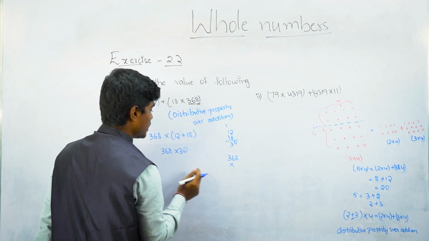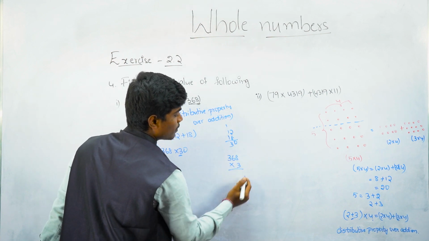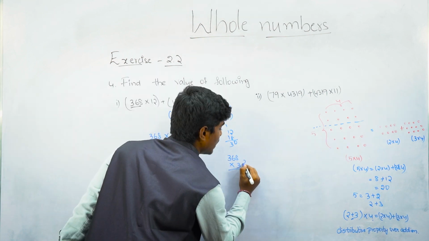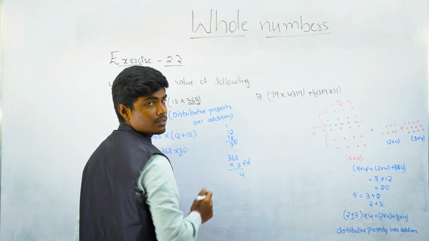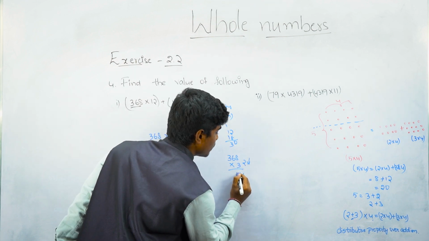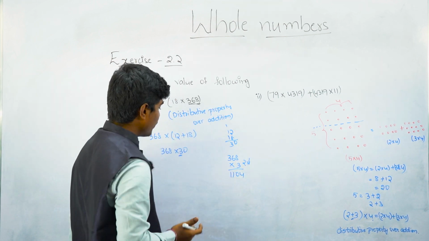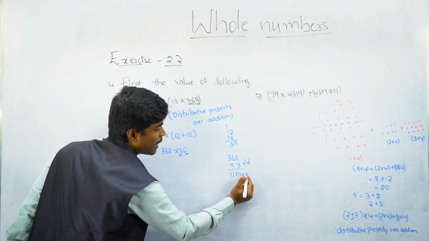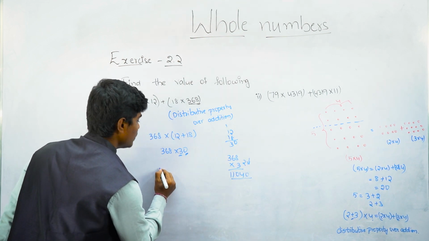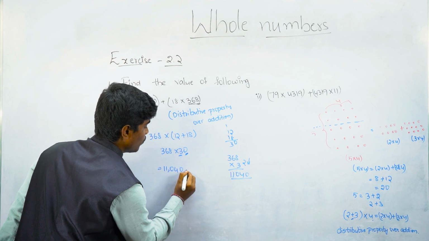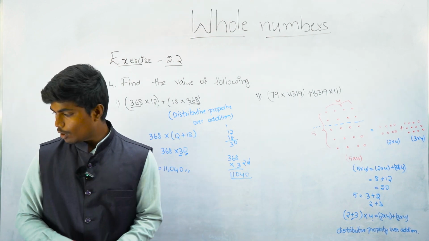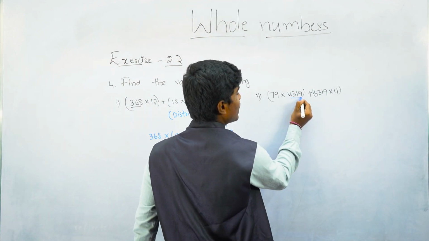368 into, let's multiply with 3. 3 8s are 24. 3 6s are 18, 19, 20. Here we have 2. 3 3s are 9, 10, 11. Here we have 1 0. So we have to add 0. So the answer is 11,040.